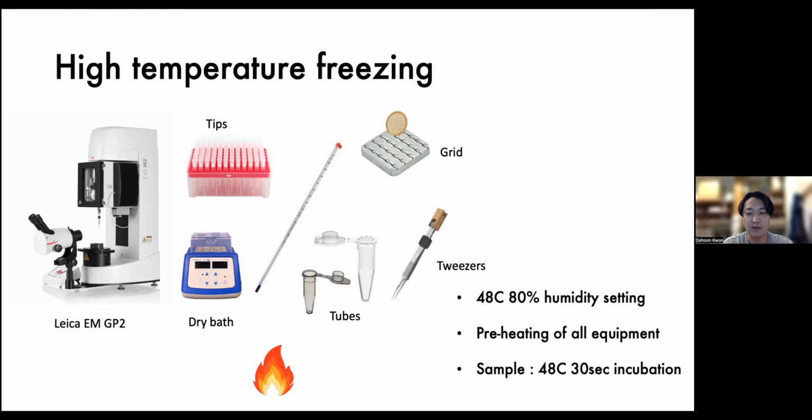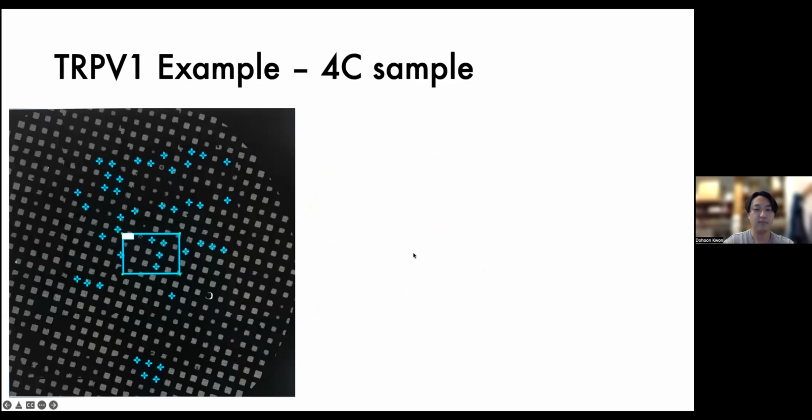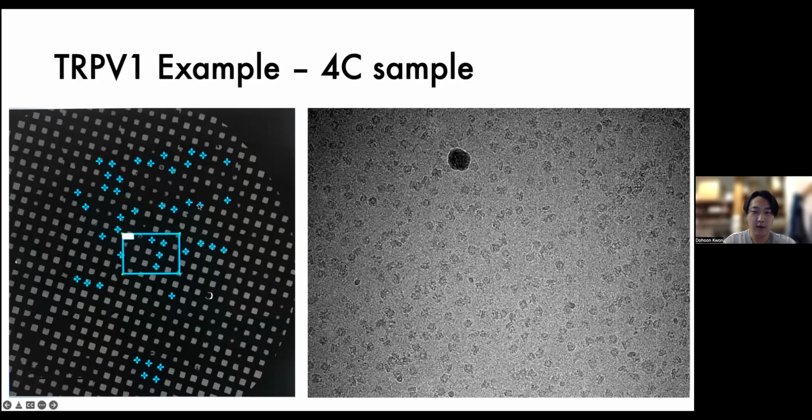After the incubation, we apply the sample and freeze the grid without delay. I will show you the actual micrograph and result. This is the example of the 4 degree sample. You can see in the low magnification image, the ice thickness looks normal in terms of distribution. There is no very thick area or very thin area, right? Also, the particle distribution is just fine.